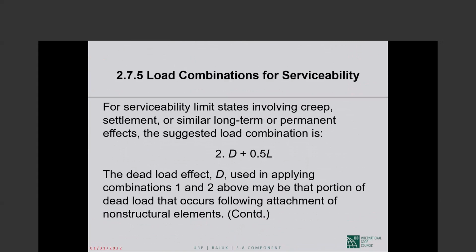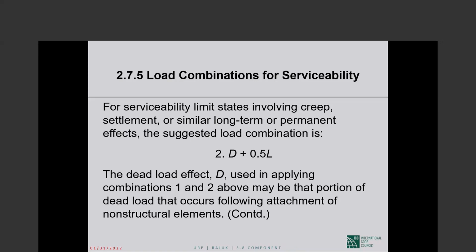For serviceability limit states involving long-term effects like creep, settlement, or similar long-term or permanent effects, the suggested load combination is dead plus half of the live load. The full live load almost never comes on the structure. So for long-term effects, it is dead plus 0.5 live. This is what is being recommended in the code.